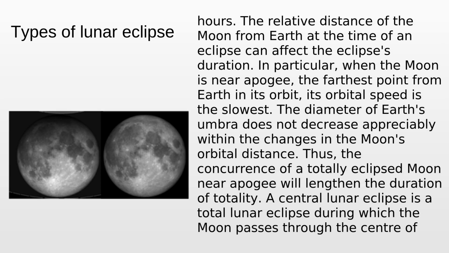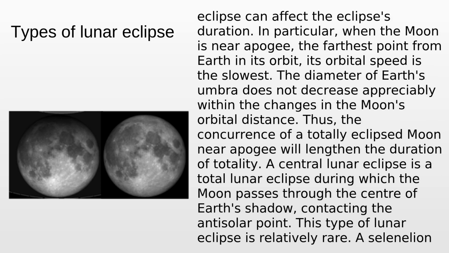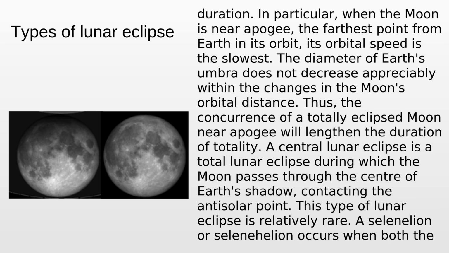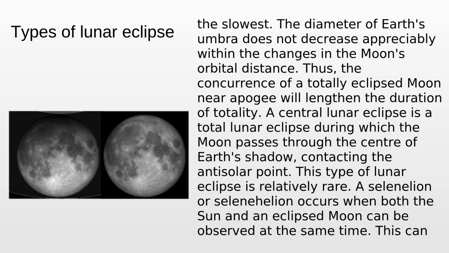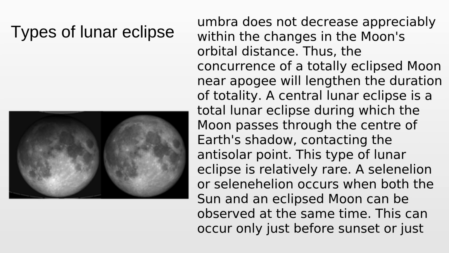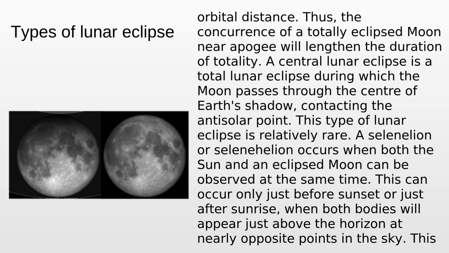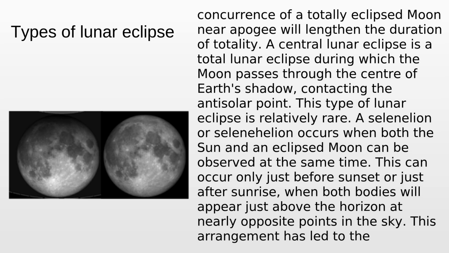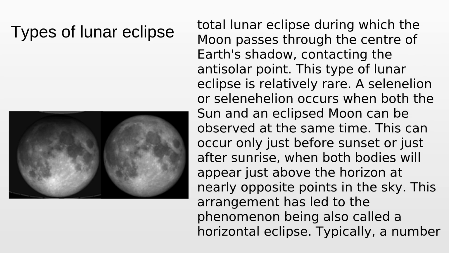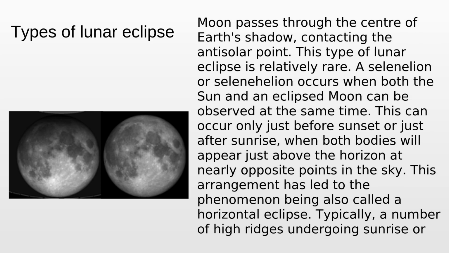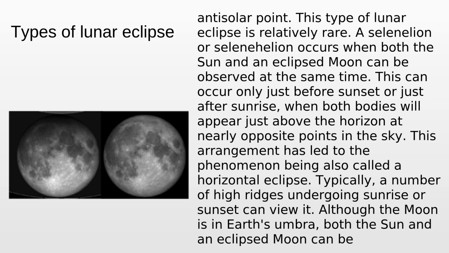The relative distance of the Moon from Earth at the time of an eclipse can affect the eclipse's duration. In particular, when the Moon is near apogee, the farthest point from Earth in its orbit, its orbital speed is the slower as the diameter of Earth's umbra does not decrease appreciably with the changes in the Moon's orbital distance. Thus, the concurrence of a totally eclipsed Moon near apogee will lengthen the duration of totality. A central lunar eclipse is a total lunar eclipse during which the Moon passes through the center of Earth's shadow, contacting the anti-solar point. This type of lunar eclipse is relatively rare.